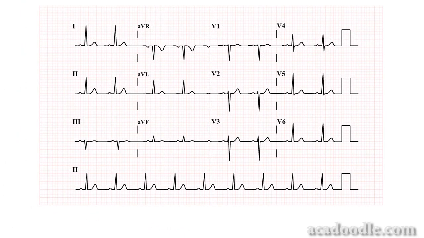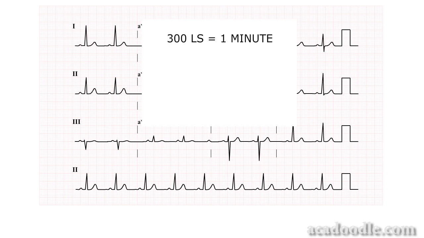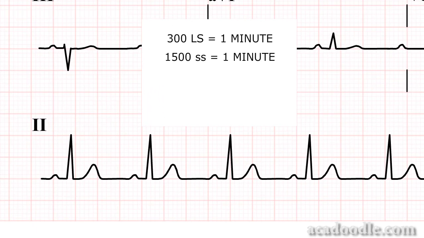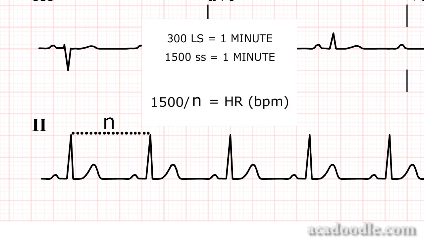You will also appreciate that as 300 large squares equates to 1 minute, and as there are 5 small squares in each large square, 1500 small squares also equates to 1 minute. Using exactly the same logic as before, therefore, we can also calculate the heart rate by counting the number of small squares between 2 consecutive R waves, and dividing this number into 1500.